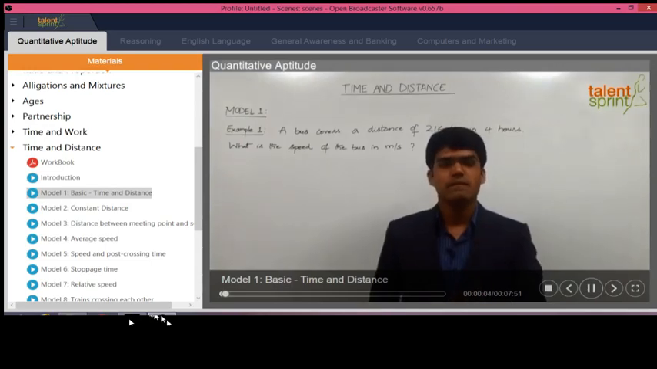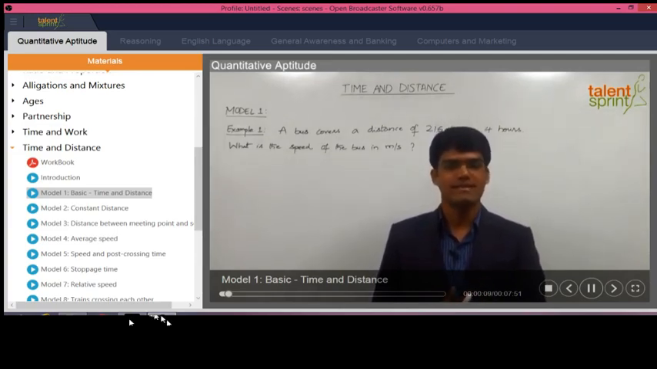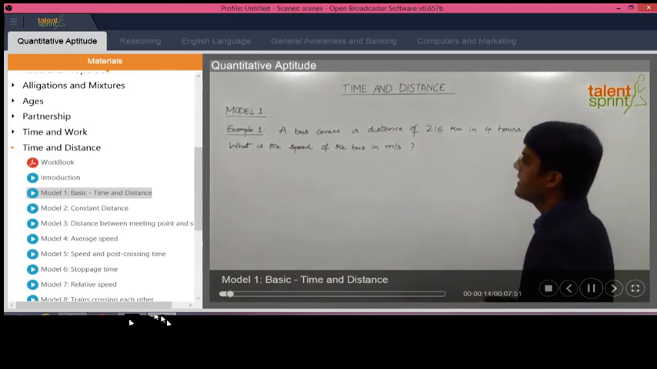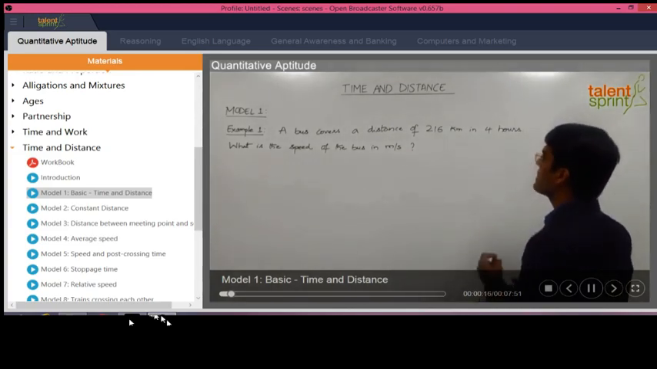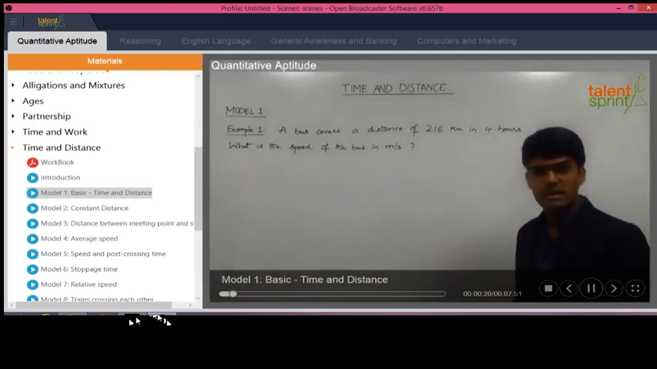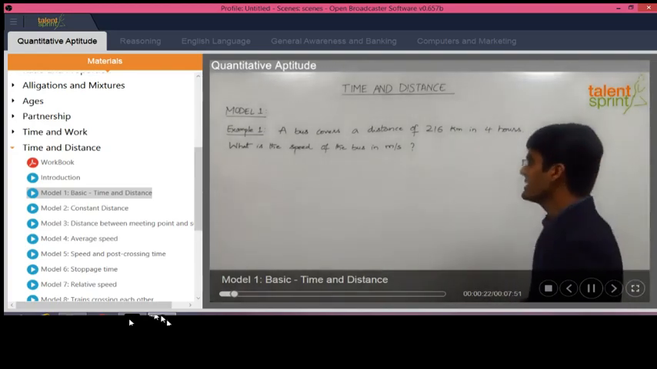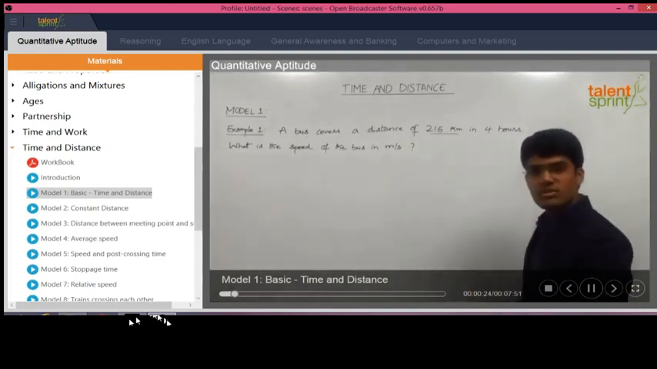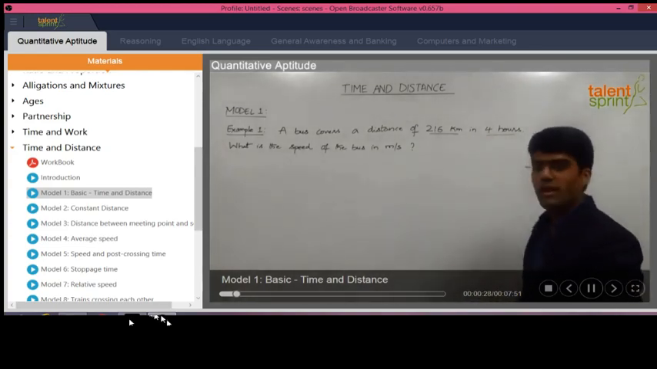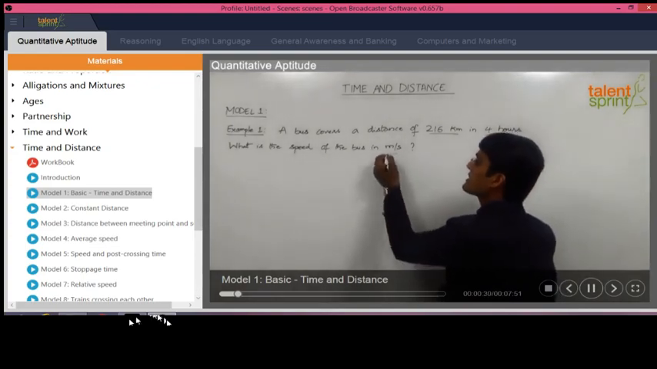Let us now take the first model from time and distance where we shall solve some basic questions on the equation speed equals distance by time. Let us look at the first example here. The question is, a bus covers a distance of 216 kilometers in 4 hours. What is the speed of the bus in meters per second? So as you can see here, very clearly the distance is 216 kilometers and the time taken is 4 hours. And we are supposed to find out the speed of the bus in meters per second.